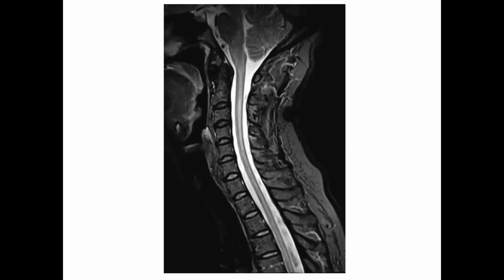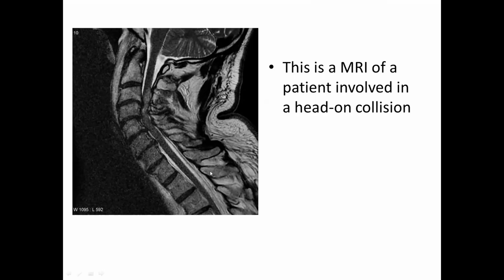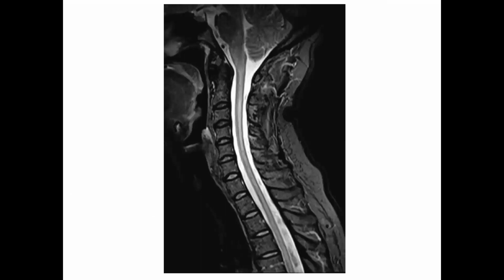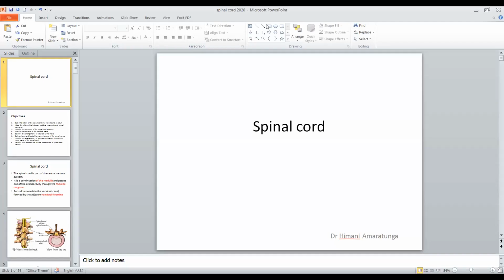Okay, so this is what a normal one should look like. The previous one, you saw how it has the abnormality there. So this is the normal spinal cord MRI. So that is all we have. Then the next lecture will be the nerve tracts. Okay.